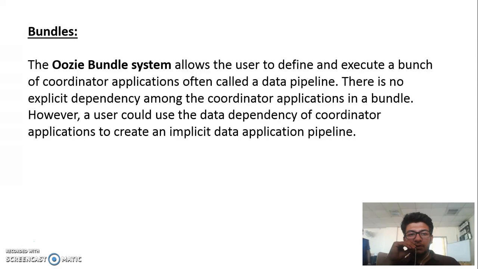So basically what happens is, whenever we group together a bunch of coordinator applications, we form a data pipeline. Now there's no dependency among these coordinator applications in a bundle. But we can use the data dependency of the coordinators to employ a particular dependency in that data application pipeline, so that we create an implicit data application pipeline.